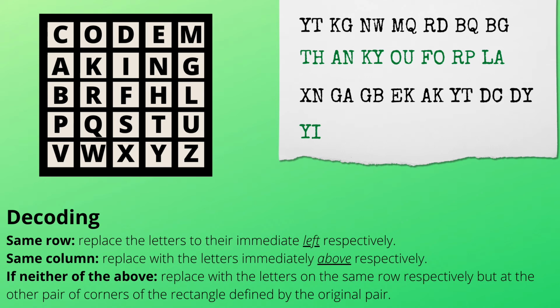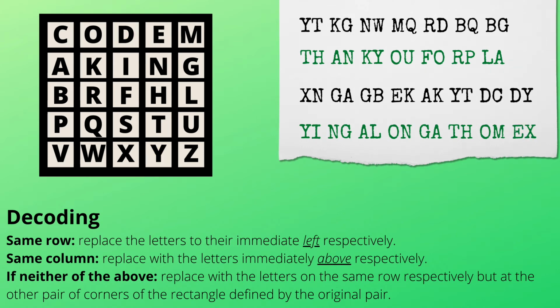GA are in the same row, and so they'll each move one space to the left. Remember that the letters will wrap around to the other side of the grid if there's no column to the left of a letter. So G becomes N, and A will move to the other edge of the grid to become G, NG. GB will be AL, EK becomes ON, AK are in the same row, and so we move them a space to the left to give us GA. YT are in the same column, so we're going to move up one space to give us TH. DC are in the same row, so moving them a space to the left will give us OM, and that leaves us with DY, which will become EX.